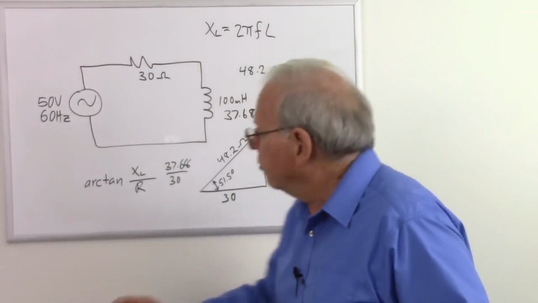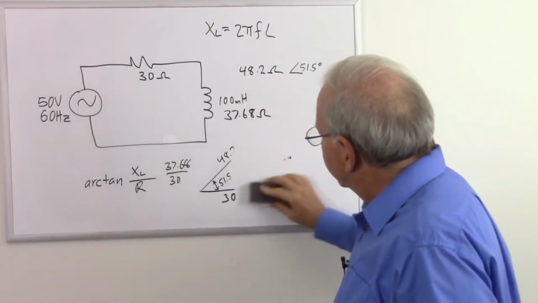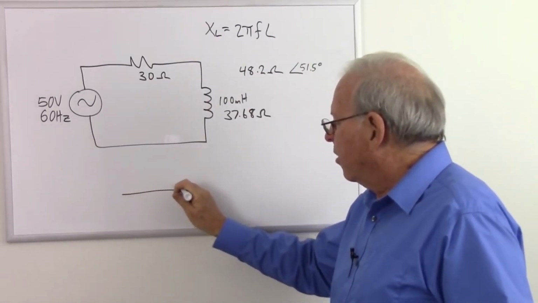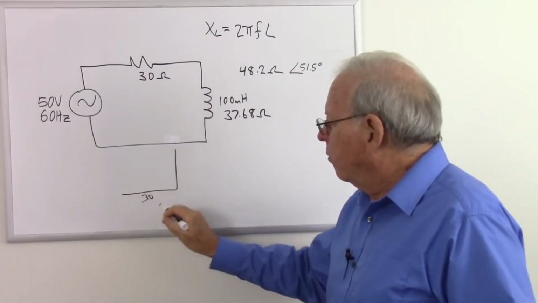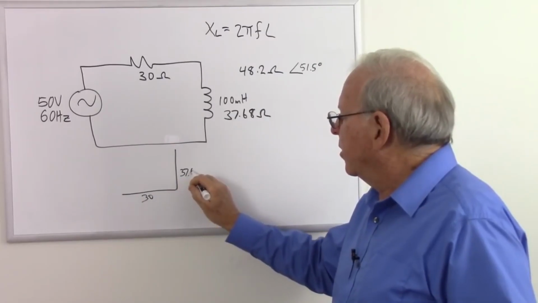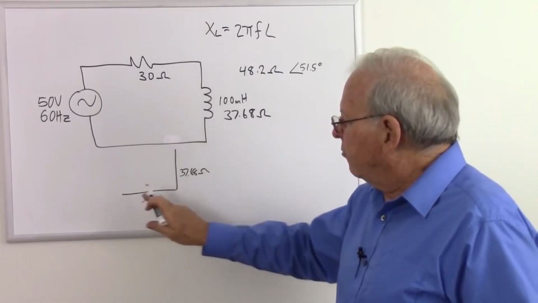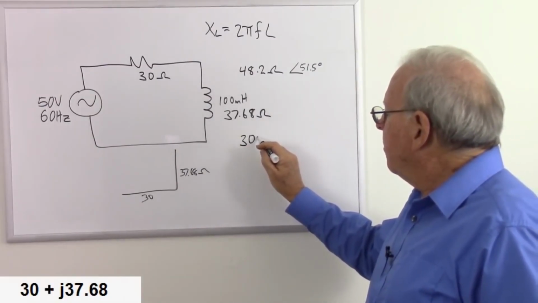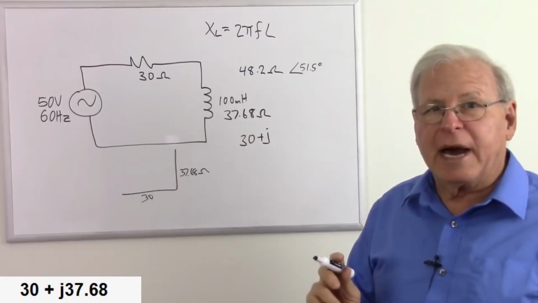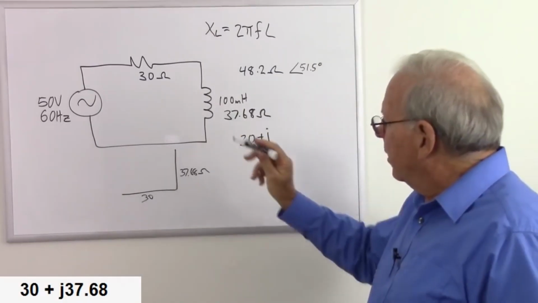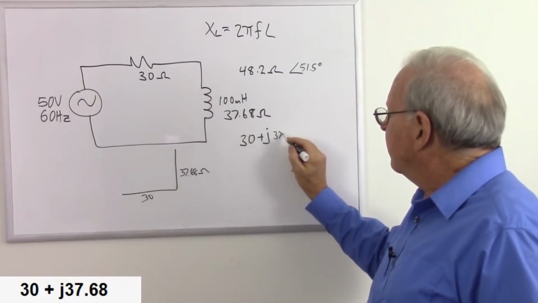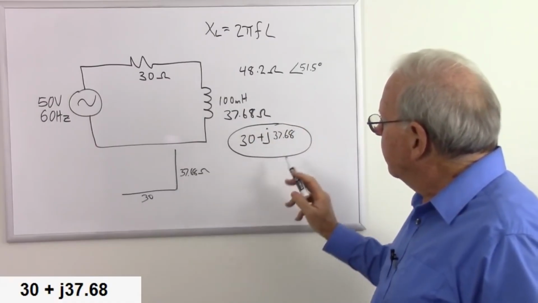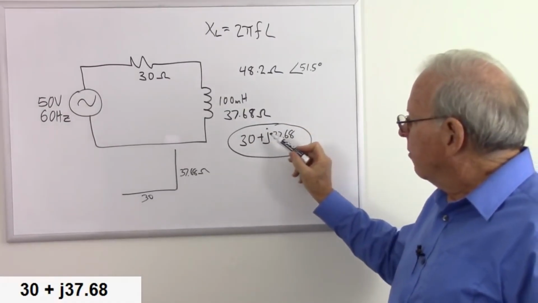And to put this in rectangular notation, as you recall from the capacitor, let me get this out of the way. So the rectangular notation once again describes the triangle, so I'll just draw that again quickly right here. 30 ohms and 37.68 ohms. So the rectangular notation is going to be, just put it right here, 30 plus J. Remember the capacitance was minus J because we go down. Now we're going to go up, so that's a plus J, 37.68.